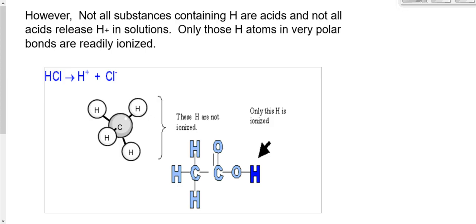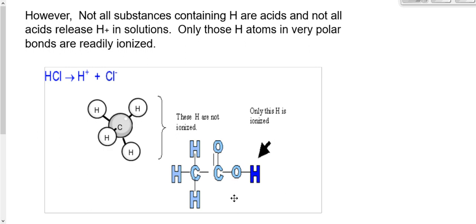Not all substances containing hydrogen turn out to be acids. Hydrochloric acid, that we just discussed, when we put it into water, readily breaks apart to form hydrogen and chlorine, so it is indeed an acid. But methane, which is an organic molecule that we talked about in grade 10 and grade 11, has lots of hydrogens on it, but these hydrogens do not ionize. They do not fall off the molecule and float around freely in water. Methane is not an acid.